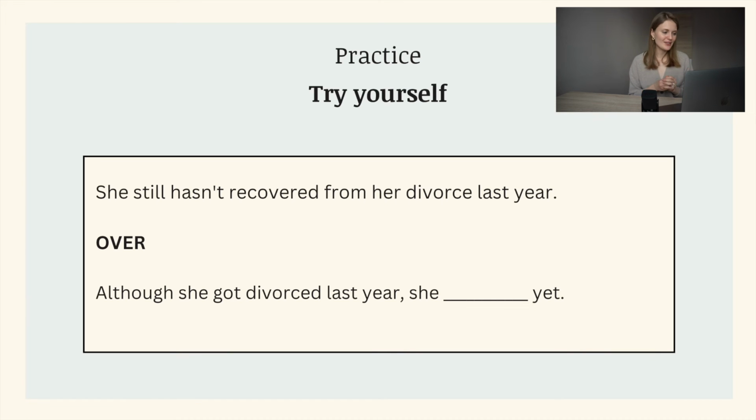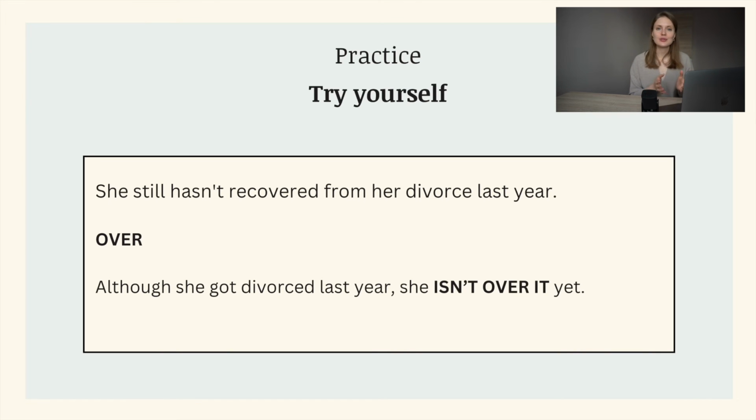Alright, what do we have here? Although she got divorced last year, she isn't over it yet. Well done! Have we used the keyword? Yes. Does the second sentence convey the same meaning? Yes. And do we stick to the word limit of 3 to 6 words? Yes. And we have 4. Mind you, all the contracted forms like isn't, aren't, won't, don't count as 2 words.